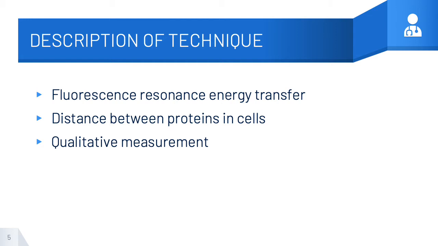The optimal distance between the donor and acceptor molecules is less than 10 nanometers apart, and the ideal length is about 8 to 10 nanometers apart. When the donor and acceptor molecules are too far apart, the FRET signal that can be measured is lost. FRET is a qualitative measurement, not a quantitative measurement, and it measures the distance between proteins when the acceptor emits a wavelength.